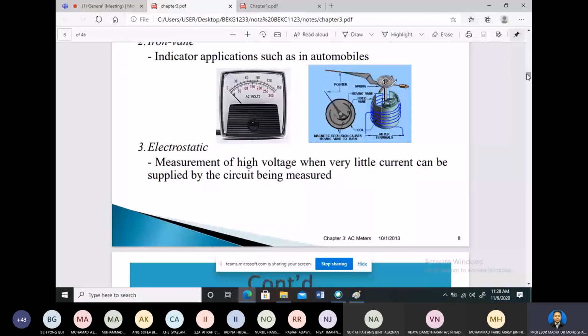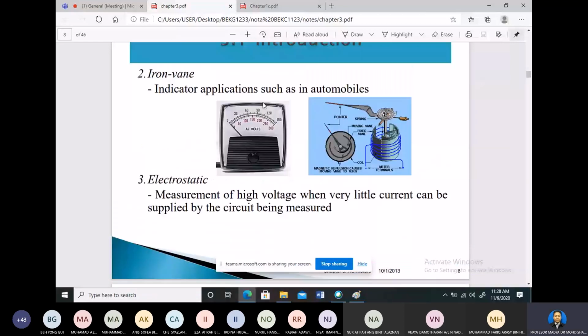The second one is the iron vane. This one we can also use to measure AC voltage. In certain applications such as automobiles, they use this one. Then number 3 is the electrostatic meter. Electrostatic measures high voltage when very little current can be supplied by the circuit being measured.